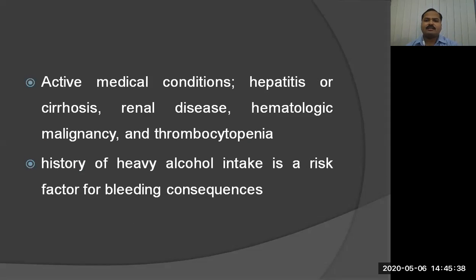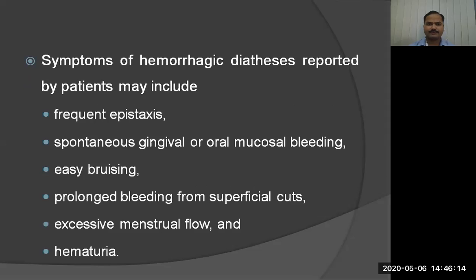And any active medical conditions of the patient have to be reviewed in history, like hepatitis or cirrhosis, any renal disease, hematologic malignancy, and thrombocytopenia. History of heavy alcohol intake also has to be assessed, as there is always a risk of bleeding consequences in patients who have alcohol intake as a habit, and subsequently they are always susceptible to liver disease, and the liver is producing various coagulation factors, so there will always be a problem in the coagulation process.